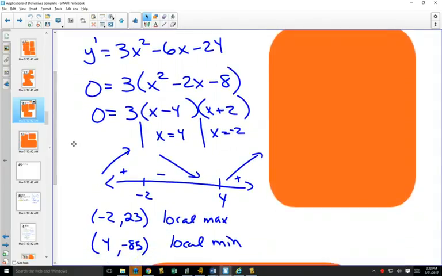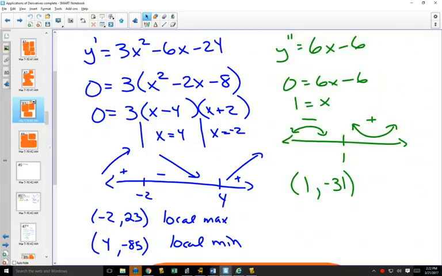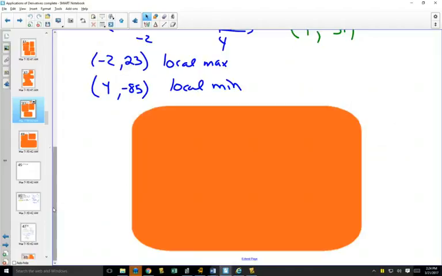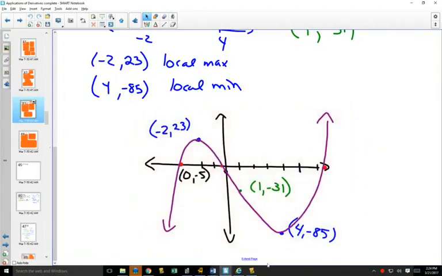There's your first derivative. Again, once you find the x-coordinates, you find the y-coordinates of your max and your min by plugging back into your original equation. And here's your second derivative for finding your inflection point. And then putting those on your graph, that is what you will get.